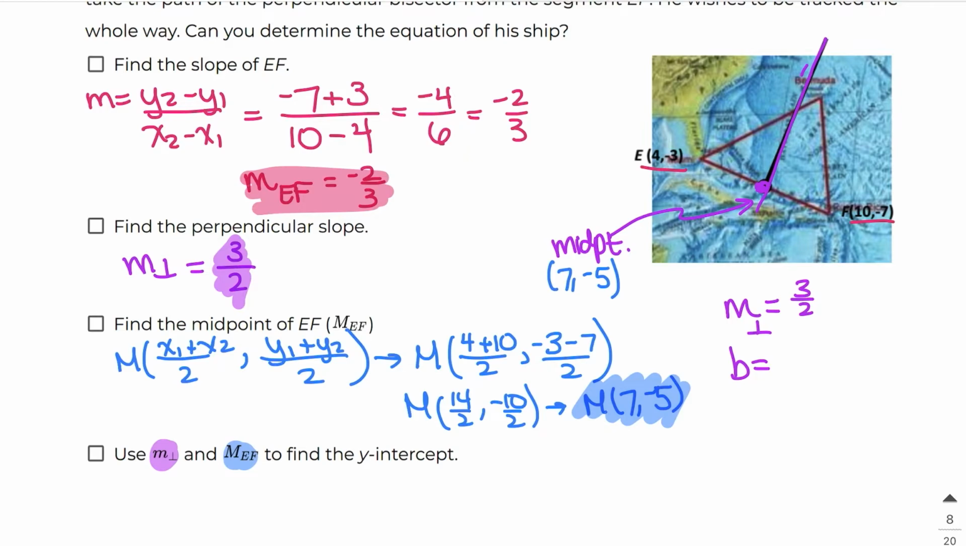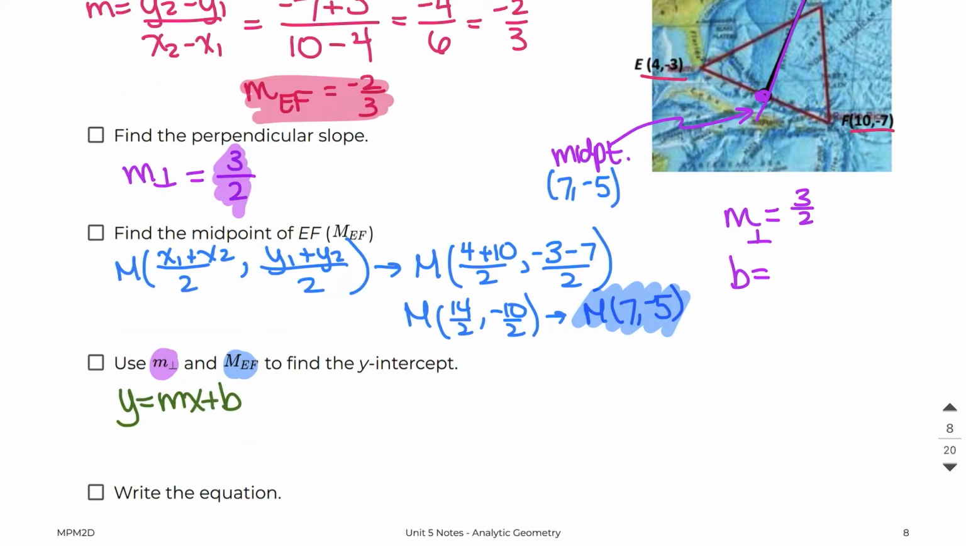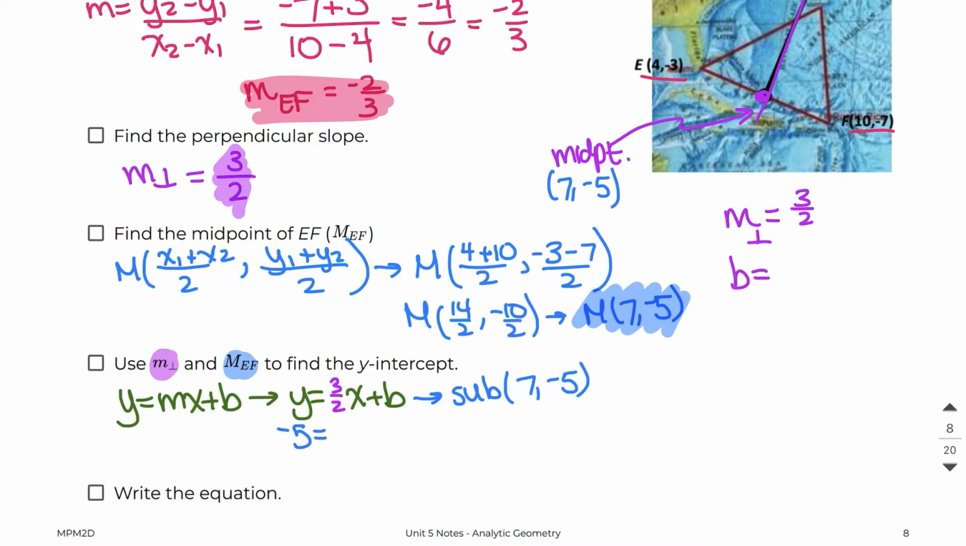So y equals mx plus b. Here, I know that the m is going to be 3/2. And then I can just substitute in my midpoint, which is (7, -5). So put in negative 5 here for y is equal to 3/2 times x, which is 7, plus b. And this is technically 7/1. So here I end up getting negative 5 equals 21/2 plus b.